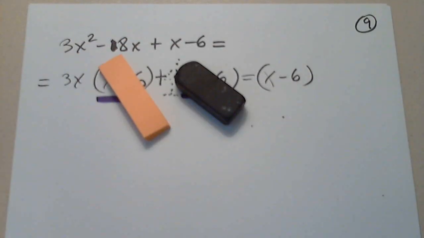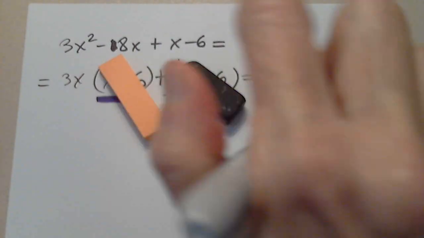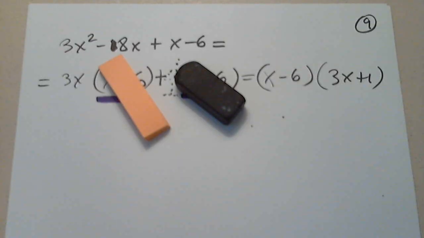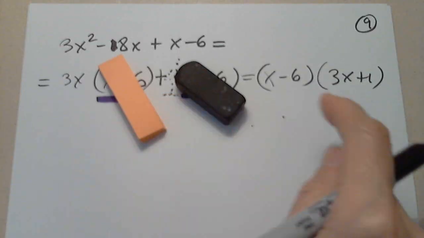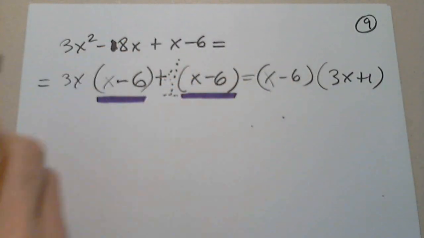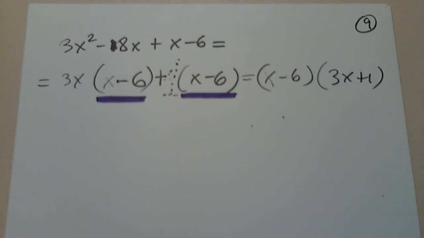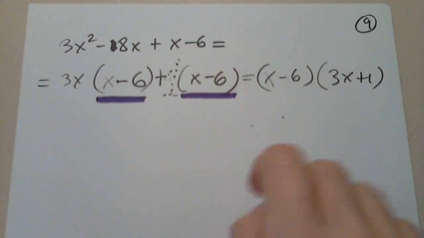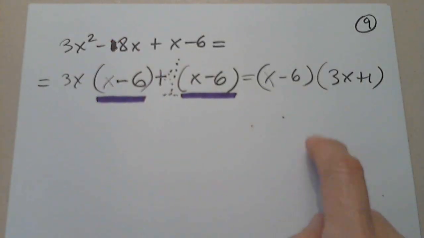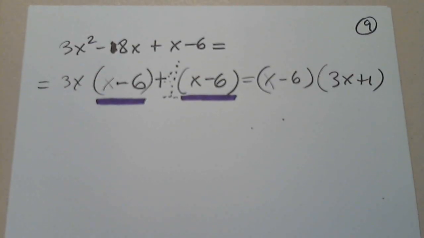What is left? There are two terms, 3x and plus 1. I cannot pick and choose. Something must be left over from the first term and something must be left over from the second term. Let me write that down. Now let's check. x times 3x is 3x squared. x times 1 is x. Negative 6 times 3x is negative 18x. Negative 6 times positive 1 is negative 6. Any questions?